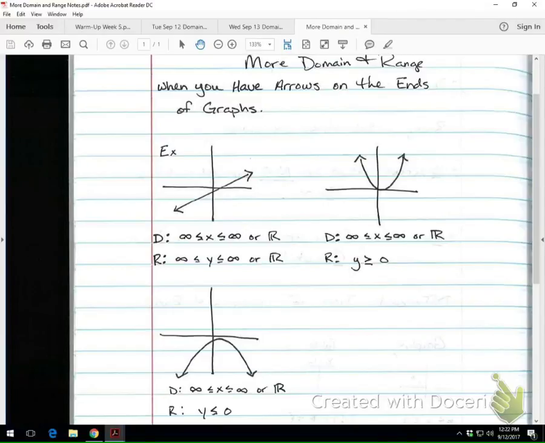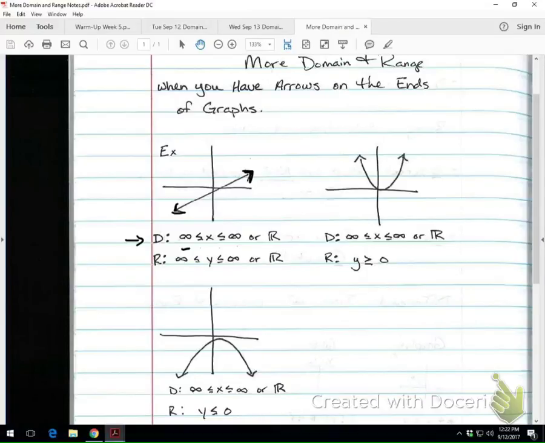So when you have arrows on the ends of the graph, if it's a straight line, no matter what, a straight line with arrows, it's going to look like this: negative infinity less than or equal to x less than or equal to infinity for your domain. Now what that really means is all real numbers, which is that little r right there. That means infinity, all real numbers. And then your range is the same thing.